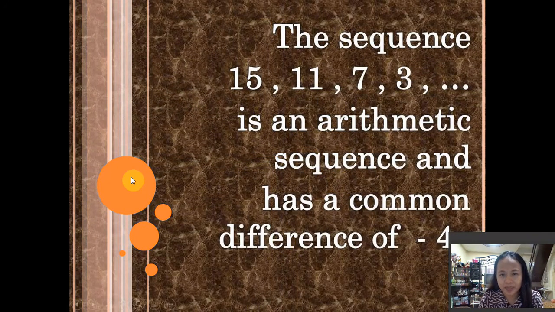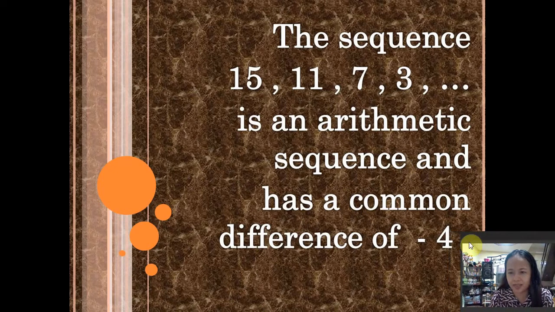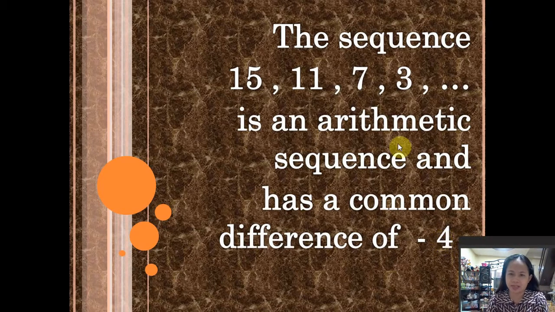Okay, got it? Next, the sequence 15, 11, 7, and 3. This is also an arithmetic sequence. And what is the common difference? That is negative 4. How did we get negative 4 as the common difference? Again, we will subtract the first term from the second term, which is 11 minus 15, that's negative 4. Subtract the second term from the third term, so 7 minus 11 is negative 4. Next, 3 minus 7 is negative 4. Since it has the same differences, negative 4 is our common difference. And since it has a common difference, this sequence here is an arithmetic sequence.